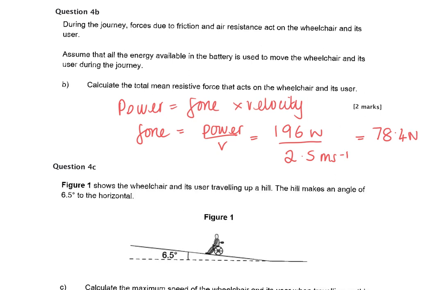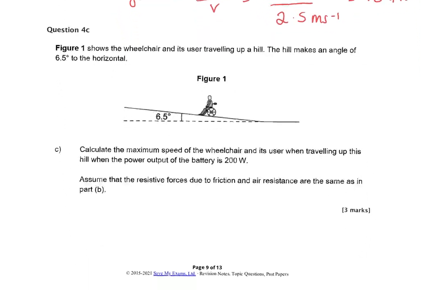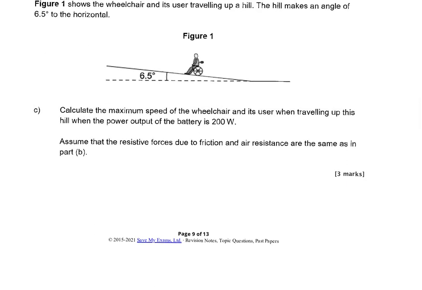So in question 4c, the wheelchair is now going up a hill at an angle of 6.5 degrees to the horizontal. Calculate the maximum speed when the power output is 200 watts. You can assume the resistive forces due to friction are the same as in part B. So that means we're going to be using our answer from part B from before.